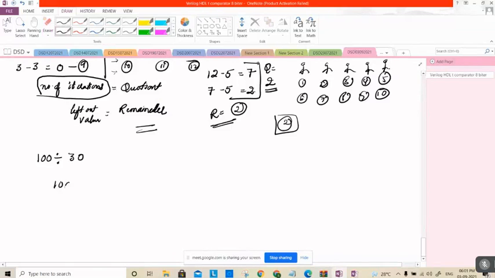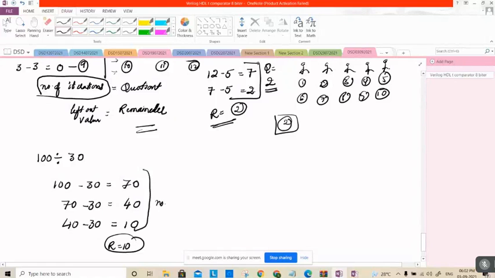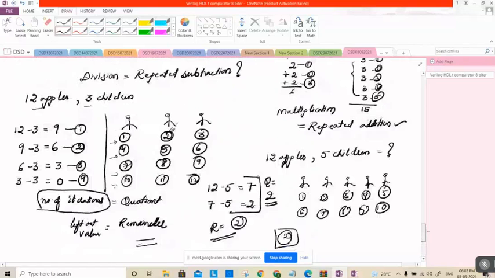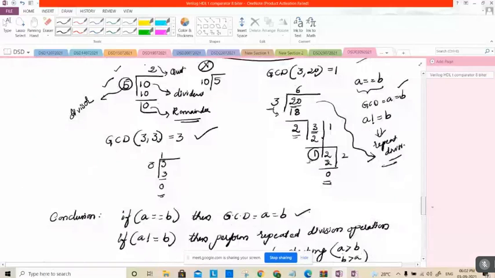Divide 100 with 30. 100 minus 30 is equal to, what will be the answer? 70. 70 minus 30 is equal to 40. 40 minus 30 is equal to what? 10. So I am left with 10. The number of iterations is equal to 3. So quotient is equal to 3, remainder is equal to 10. Is it right? Is it correct? Yes sir. Right. Any doubts for anyone in this?